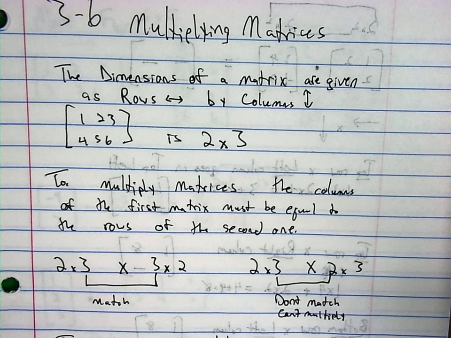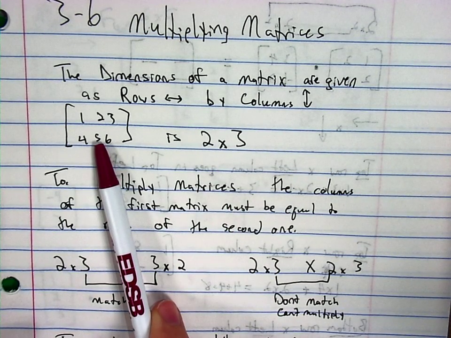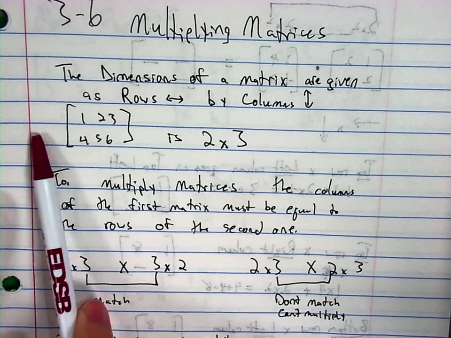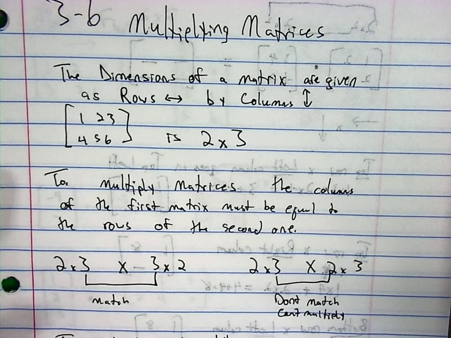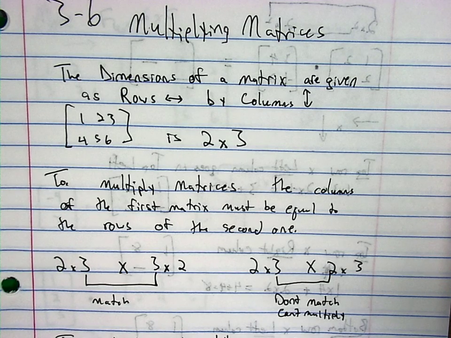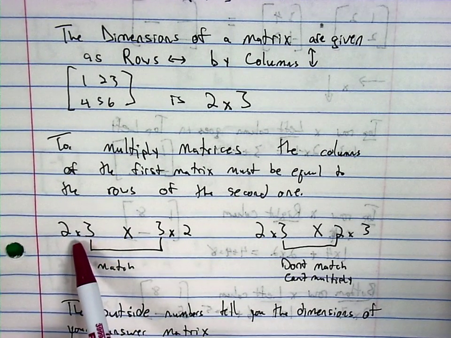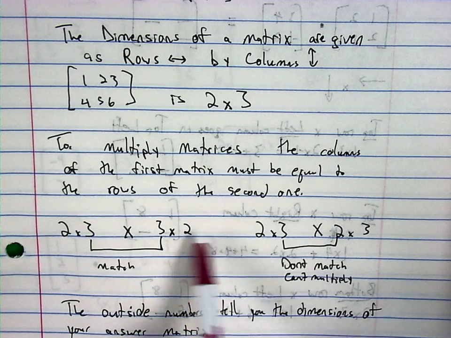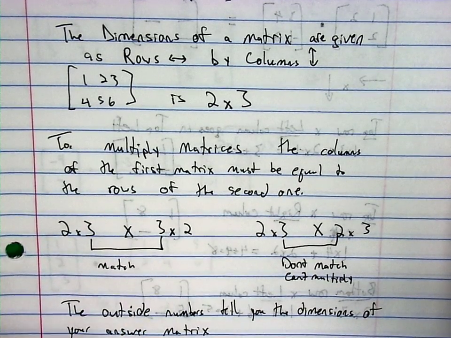Okay, so here we go. The dimensions of a matrix are given as the number of rows by the number of columns. Remember, rows go side to side, columns go up and down. So this matrix would be a 2 by 3 because there's 2 rows and 3 columns. To multiply the matrices, the columns of the first matrix must be equal to the rows of the second matrix. So if I had a 2 by 3 matrix, I would need to have a 3 by something. The middle numbers there need to match in order to multiply it.